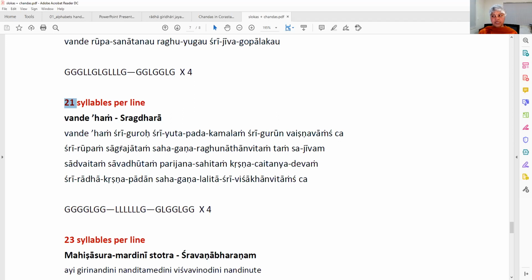Vandeham Shri Guru Shri Yutapada Kamalam Shri Gurun Vaishnavamscha Priya Kanta Kanta Paramapurusha Kalpataravo. It should fit. Does it make sense?